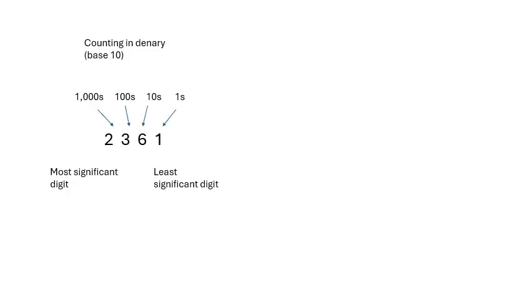Let's talk a little bit about counting first. Now, counting in denary, which is base 10, hopefully you can do that. You've got your ones and your tens and your hundreds and your thousands. So in this 2361, you've got 1 one, you've got 6 tens, you've got 3 hundreds, you've got 2 thousands. The 1 is the least significant digit, and then the 2 is the most significant digit.